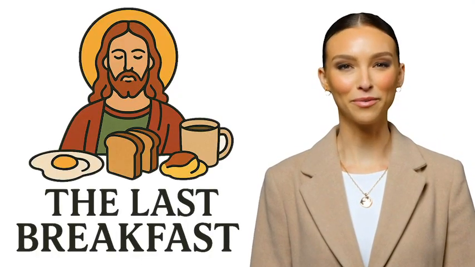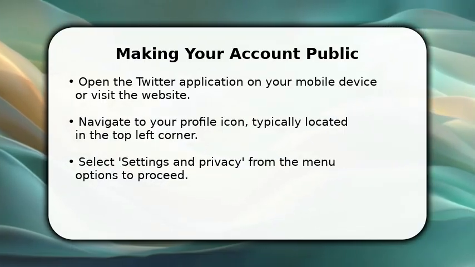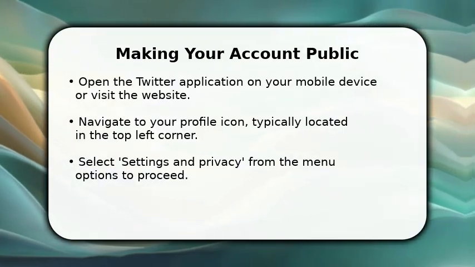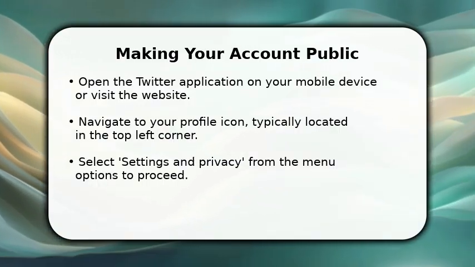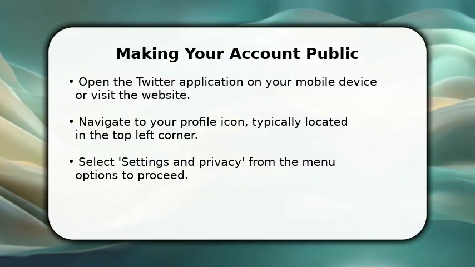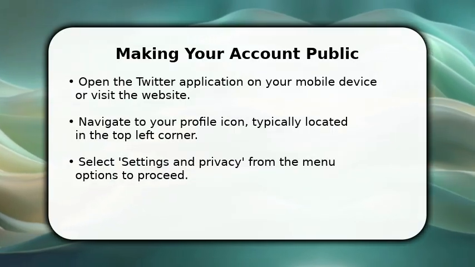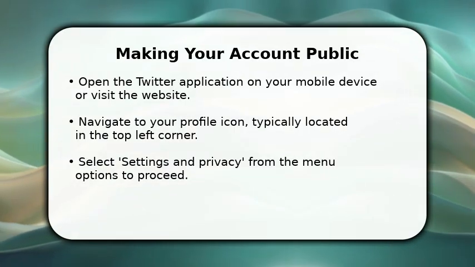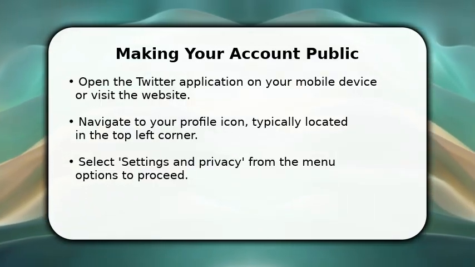Please enjoy the video. In this video, I will explain how to go public on Twitter. First, open the Twitter app on your phone or go to the website. Look for your profile picture, usually in the top left corner, and tap or click it. This opens a menu where you'll find Settings and Privacy. This is your gateway to managing your account's visibility. It's a straightforward process, taking less than 1 minute to initiate.